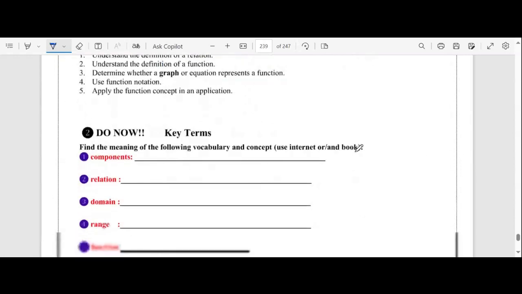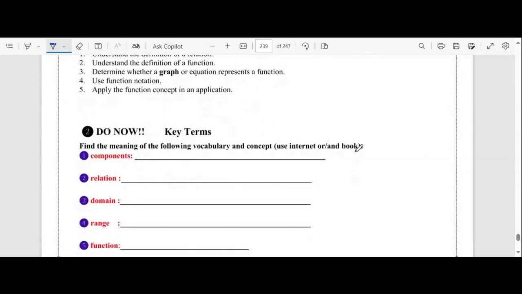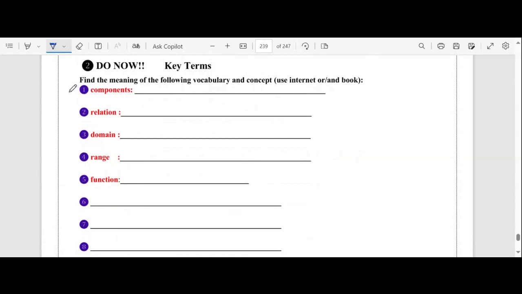Okay, so inside your notebook, please look for those words: component, relation, domain, range, function. Okay, take 2 minutes or 3 minutes to find those meaning on the internet or in the book, and write their meaning in English on the space there.